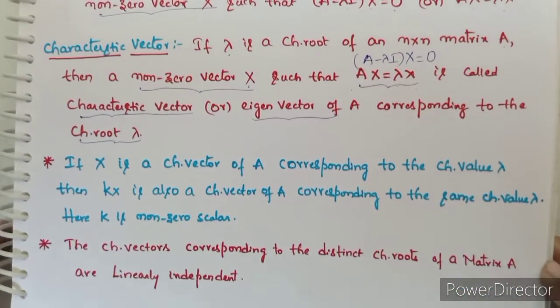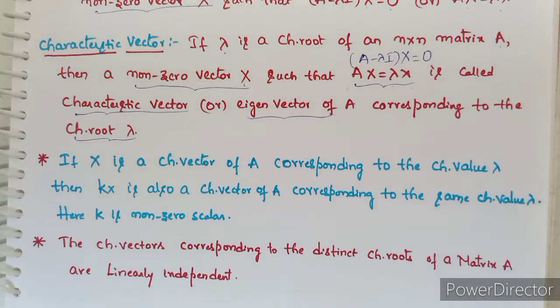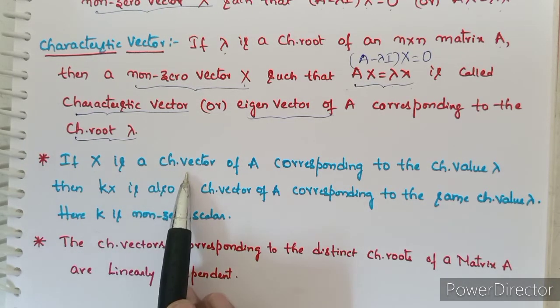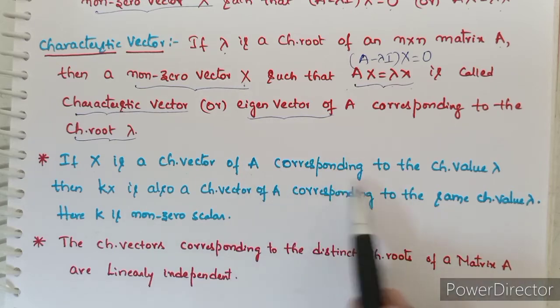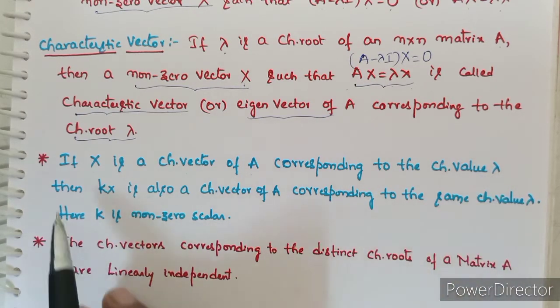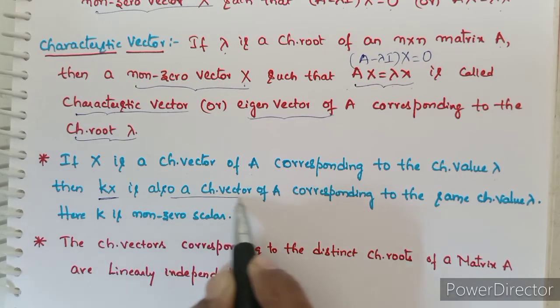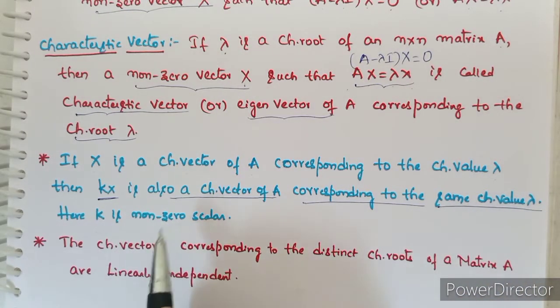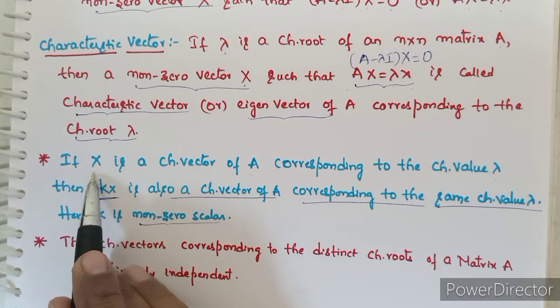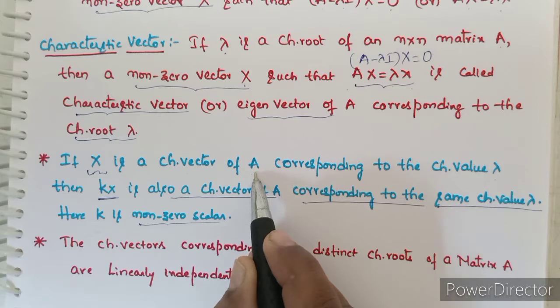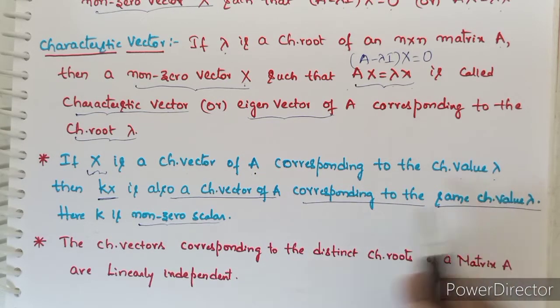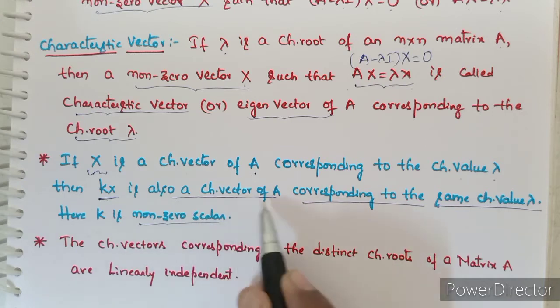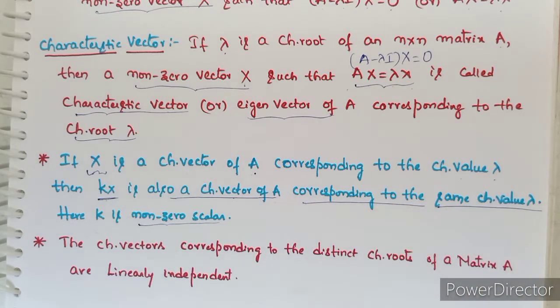Two important notes I want to remind you regarding this topic. If X is a characteristic vector of matrix A corresponding to the characteristic value lambda, then K times X is also a characteristic vector of A corresponding to the same characteristic value lambda, where K is a non-zero scalar. That is one important point.